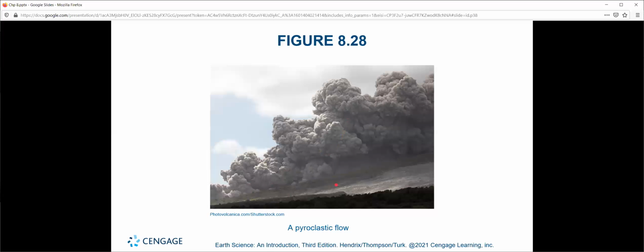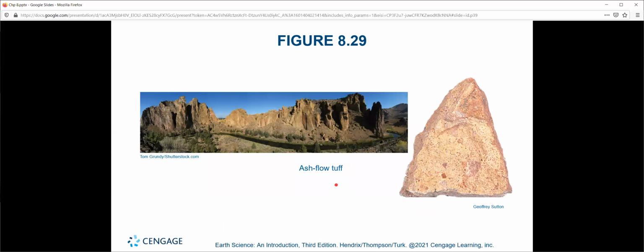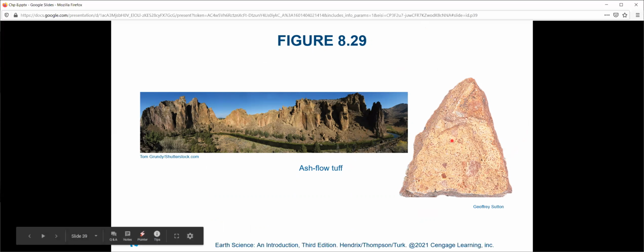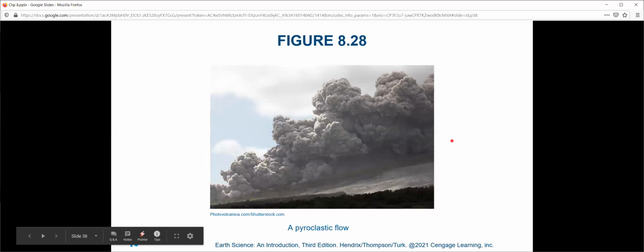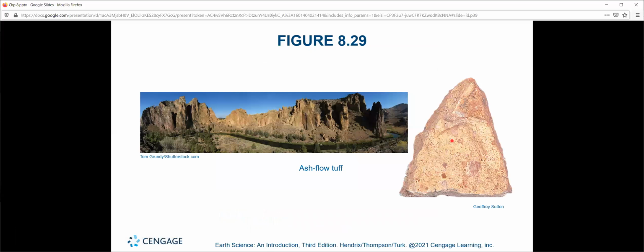And this stuff settles, and sometimes it can solidify if it's not eroded away, giving us ash flow tuff. Tuff is a rock that is essentially the solidified pyroclastic flow. Look at how airy it is, very light usually, and it's the remains of this. That's kind of cool.